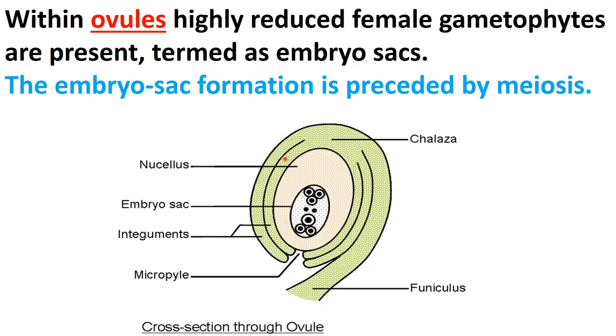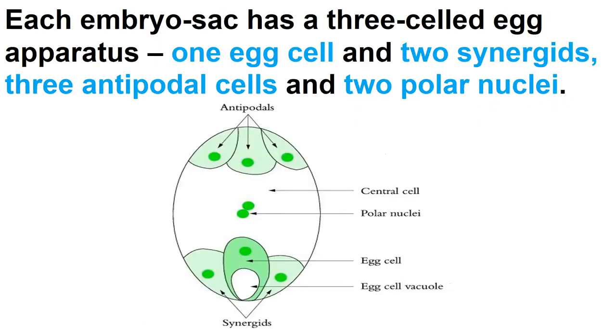Okay, this complete ovule structure is diploid. Then in a few cells meiosis division occurs, and that meiosis division forms the embryo sac. So the embryo sac is a haploid structure here because it has been formed by the meiosis division, right? Now each embryo sac has a 3-celled egg.